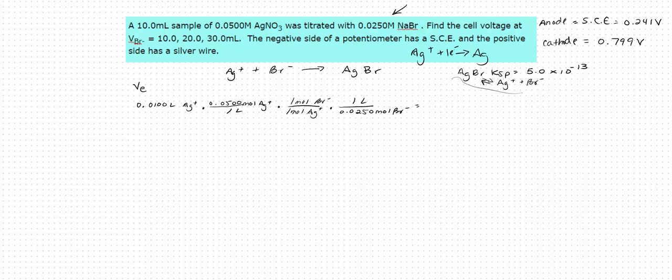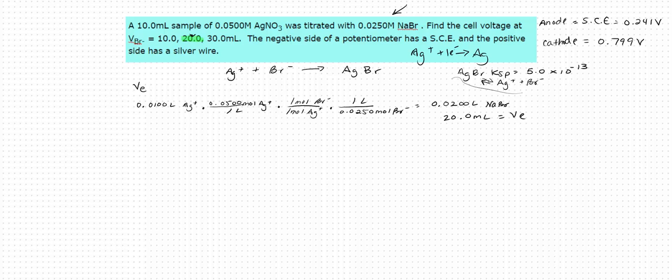And when you do this calculation, and what I mean by that is we're going to multiply everything in the denominator and divide it by everything in the numerator, you should end up with a volume of 0.0200 liters of the sodium bromide. Now that is 20 milliliters. That is our equivalence volume. So our equivalence volume is here. So we have before equivalence, at equivalence, and then after equivalence. So we're going to work all three of our calculations.